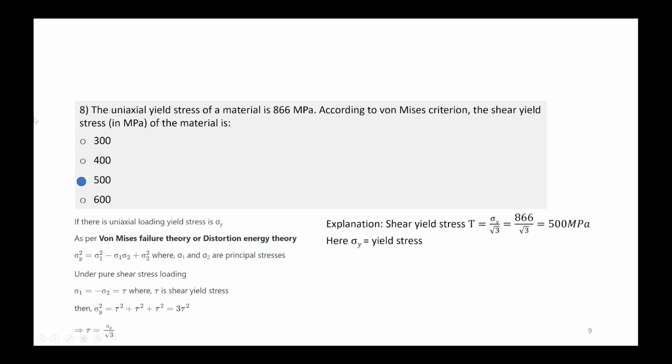Question 8. The uniaxial yield stress of a material is 866 MPa. According to von Mises criteria, the shear yield stress of the material is? So according to von Mises criteria, when we load our material uniaxially, this is the equation that you use: tau equal to sigma y upon root 3. Sigma y is your yield stress, 866 upon root 3, which will be 500 MPa.